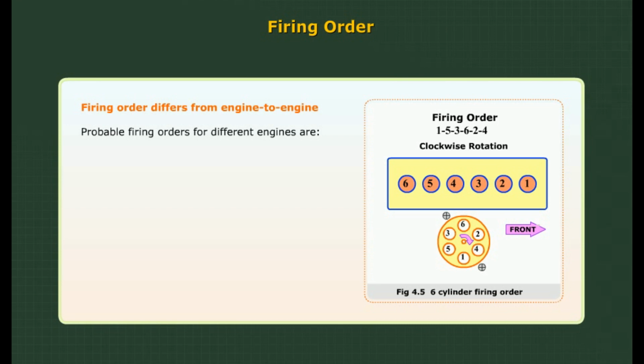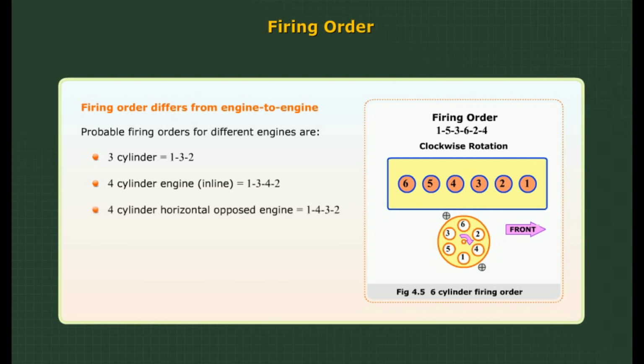Probable firing orders for different engines are: 3 cylinders is equal to 1, 3, 2. 4-cylinder engine inline, that's equal to 1, 3, 4, 2. 4-cylinder horizontal opposed engine equal to 1, 4, 3, 2.